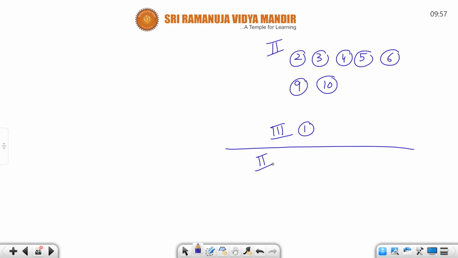Now, second Roman, what are the problems left out? 7 and 8. 7 is very important. I have put 3 stars for it. So that is a very good problem. Find the absolute maximum and absolute minimum value of a cubic polynomial in the interval 0 to 5. 7 and 8 left out, so they can be completed.